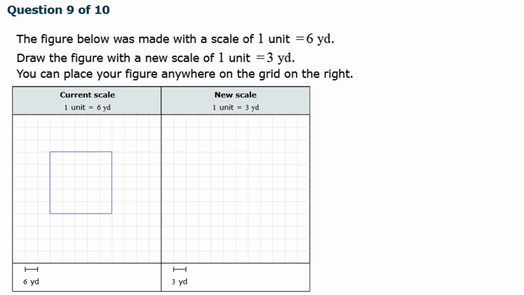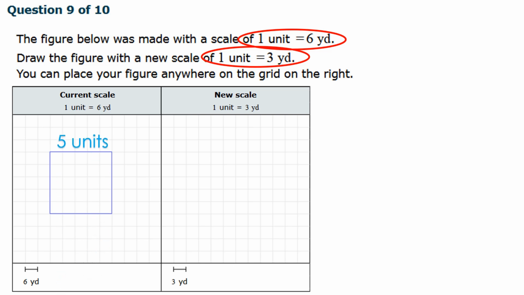Question 9. The figure below was made with a scale of 1 unit equaling 6 yards. We want to draw the figure with a new scale of 1 unit equaling 3 yards. So the first thing we should do is see how many units are in each side of this shape, which is a square. So if you count with me, each side is 5 units.